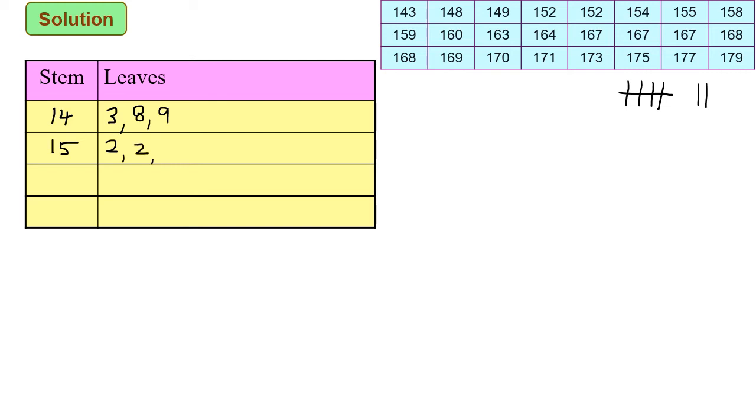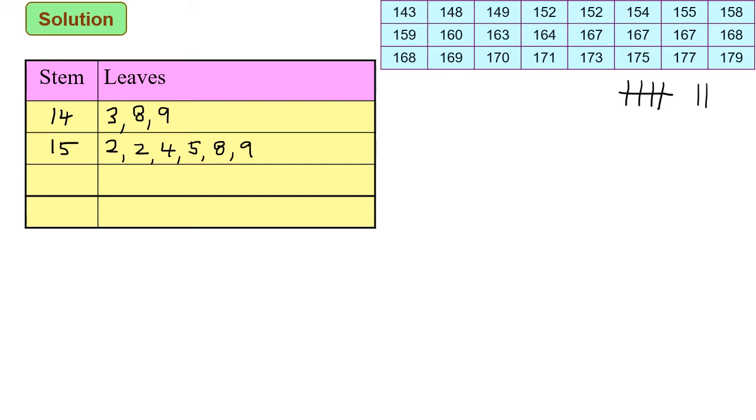And then after that, we have 154 one time. And then 155 also once. And then 158 also once. And then also we have 159. Okay, so check again. The stem 15, we have total 1 2 3 4 5 6. So here already 6. Okay, we're done with the stem 15.